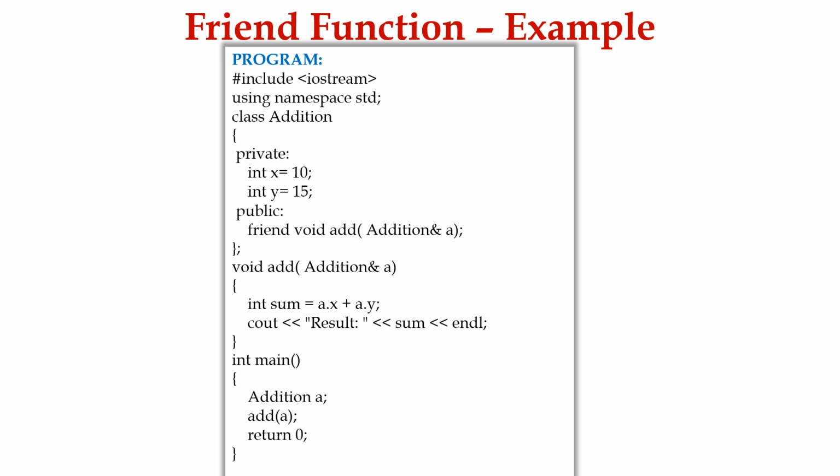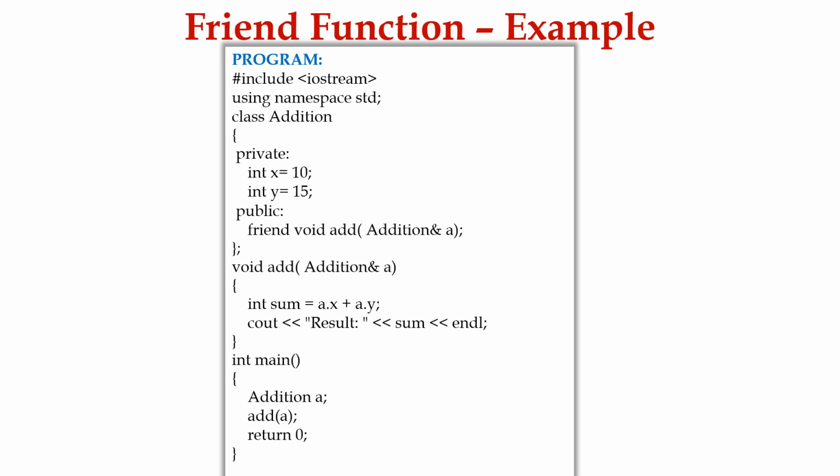Outside the class, the add function is defined. Using the reference object a, it accesses the value of the private variable x defined in the class addition by a.x. Similarly, using the reference object a, it accesses the value of the private variable y, which is declared in the class addition, by a.y. Then it executes the expression a.x plus a.y and stores the value in the variable sum. Using the cout statement, the value of the variable sum is displayed to the user.